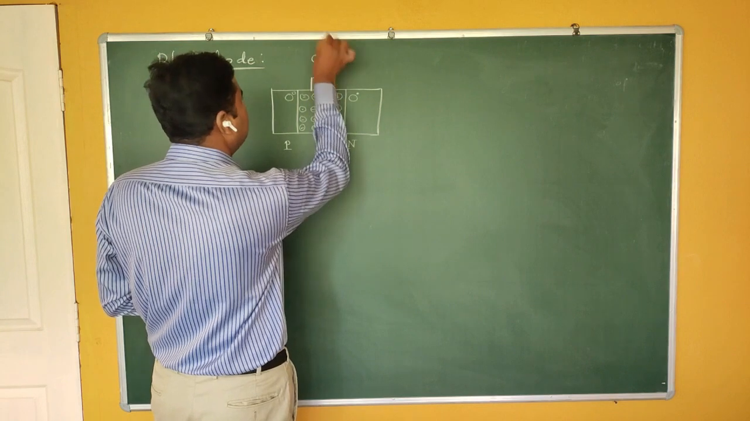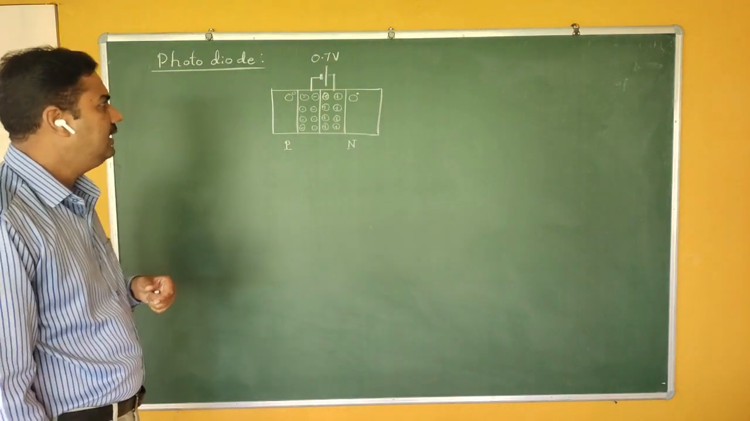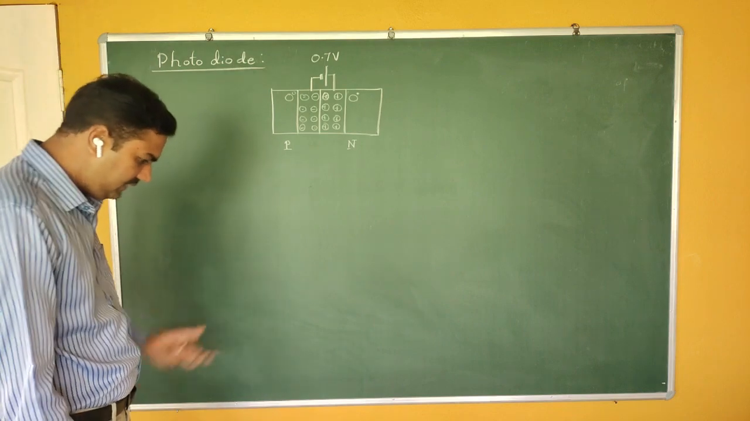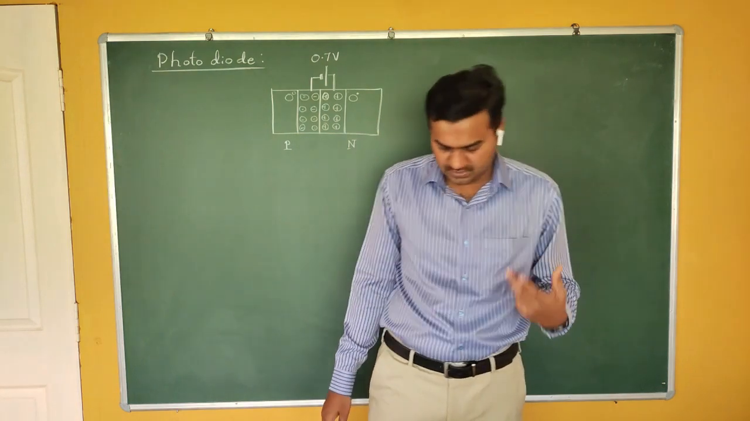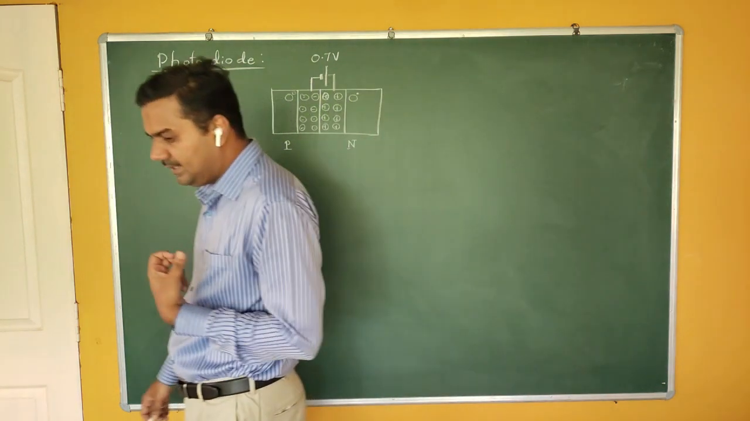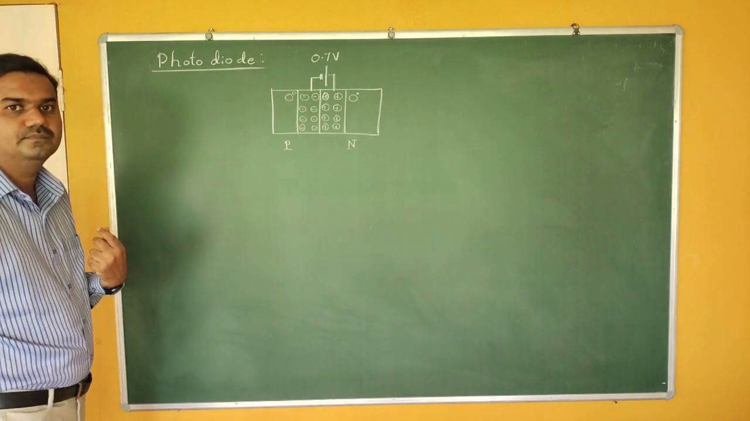Okay, so this one is very small, but definitely it has some finite value of barrier potential. Now these are some basic knowledge of p-n junction diodes which were studied in our earlier classes. Today our discussion is about the photodiode.